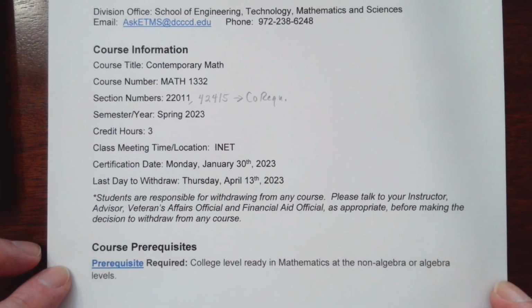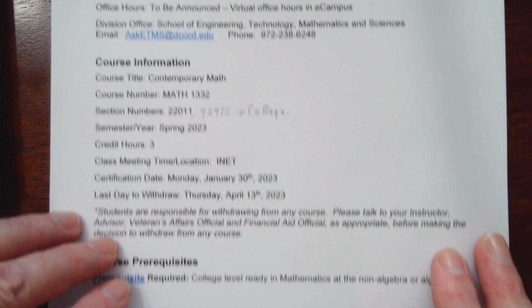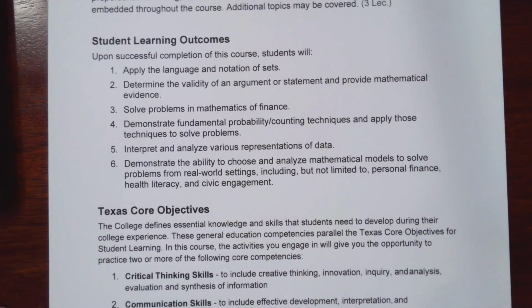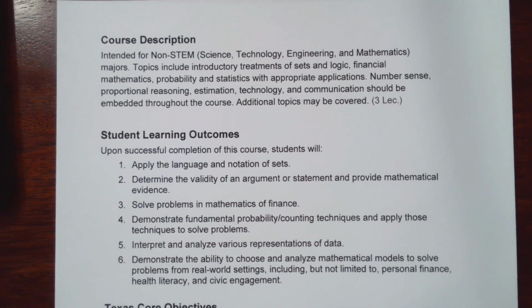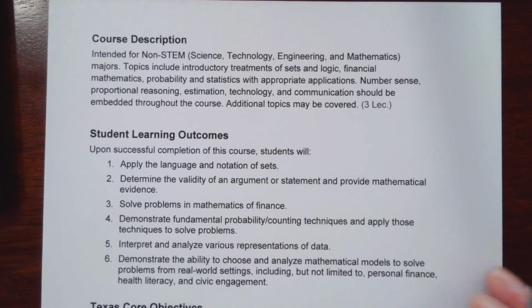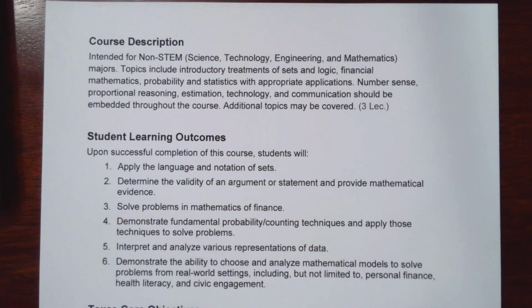As far as course prerequisites, you just need to be college ready to be in the regular 1332 course, and otherwise you're in the co-requisite course. All right, let's move on to the next page. So, by the way, you should have already printed out the syllabus, and hopefully you've made a note of the things that you have questions about. Hopefully I'll answer those in here. But if not, please don't hesitate to ask if you have any questions.